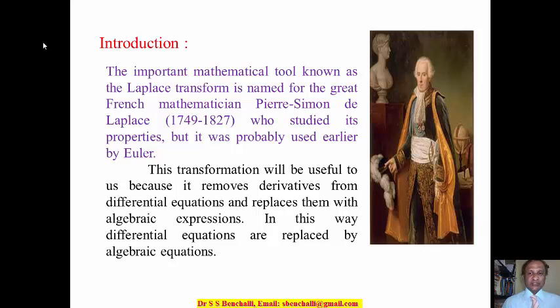The important mathematical tool known as the Laplace transform is named after the great French mathematician Pierre-Simon de Laplace, between 1749 to 1827, who studied its properties, but it was probably used earlier by Euler, right? So this transformation will be useful to us because it removes derivatives from differential equations and replaces them with algebraic expressions. In this way, differential equations are replaced by algebraic equations.